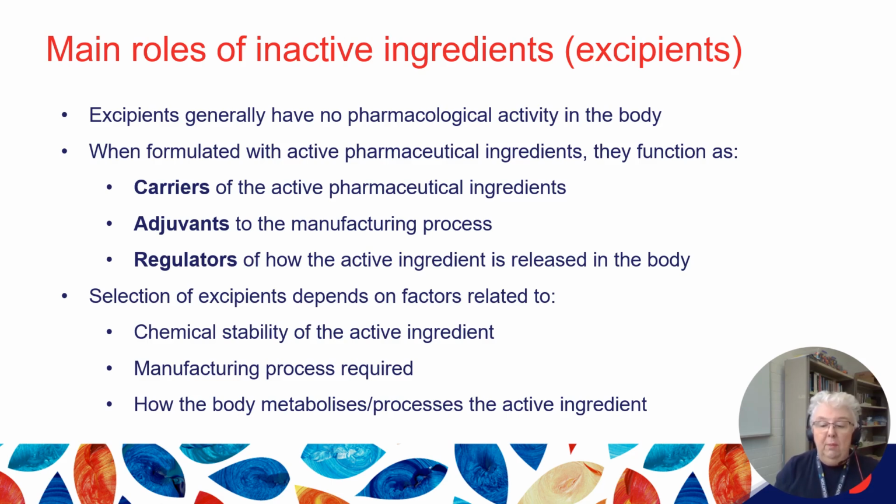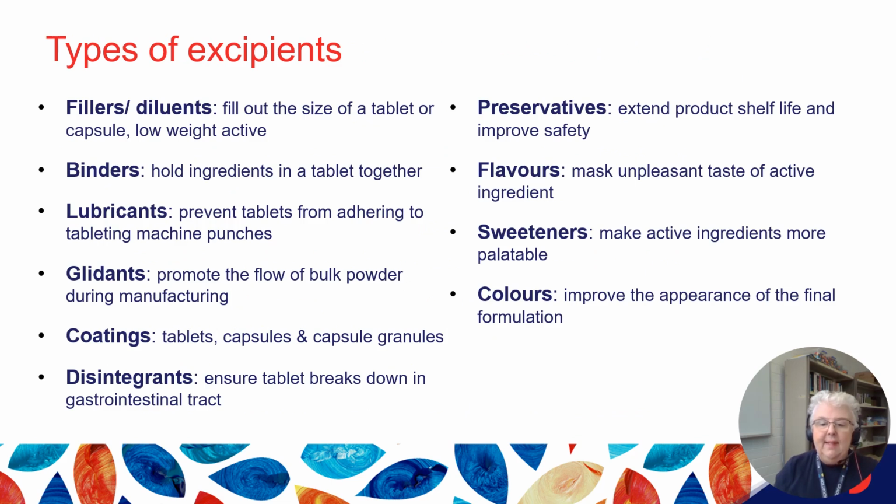So when we select excipients, it depends on factors relating to the chemical stability of the active ingredient, the manufacturing process that's required, and how the body metabolizes or processes the active ingredient. Here's a list of the types of excipients you might see. Fillers or diluents fill out the size of the tablet or capsule, and they're a low weight active. So these are things like lactose and starch.